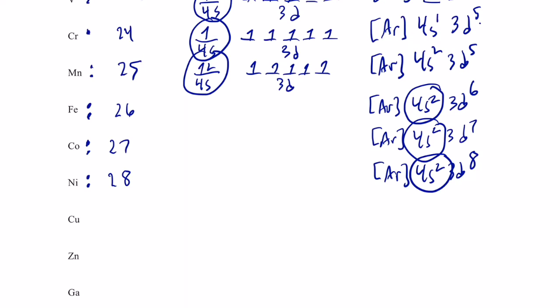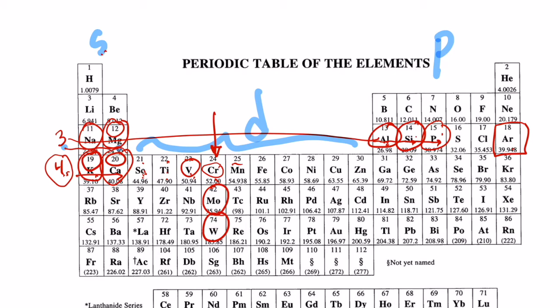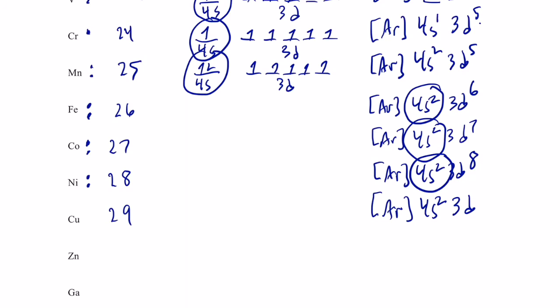Now, copper is interesting, folks. Copper is atomic number 29. You're going to want to write argon, 4s2, 3d. Let's count it over for copper now. Copper is right here, folks. 1, 2, 3, 4, 5, 6, 7, 8, 9. Isn't that painfully close to being full? So you'd want to write 3d9. Remember, those transition metals, they're particularly stable when their d sublevel is full or half full.